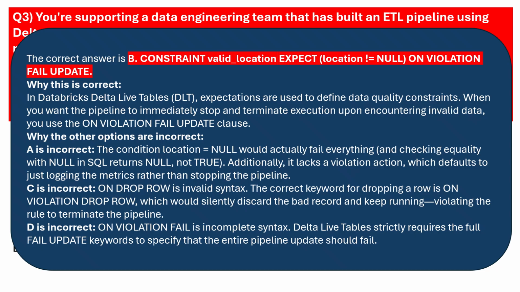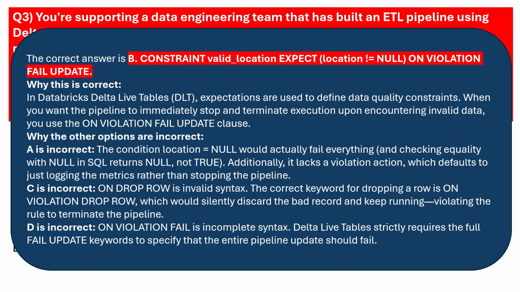Why the other options are incorrect. A is incorrect. The condition location equals null would actually fail everything, and checking equality with null in SQL returns null, not true. Additionally, it lacks a violation action, which defaults to just logging the metrics rather than stopping the pipeline.